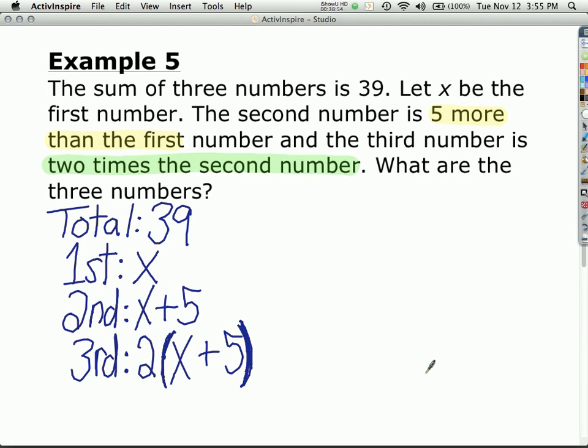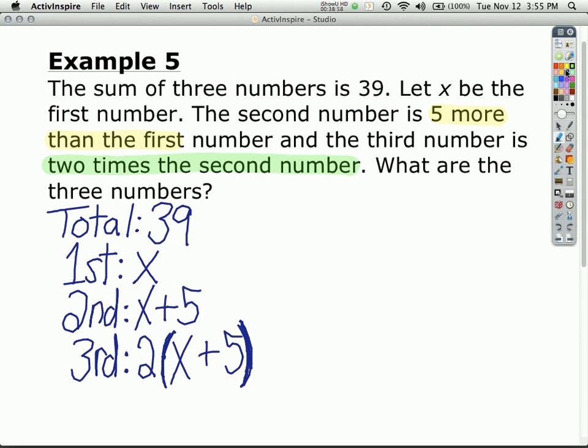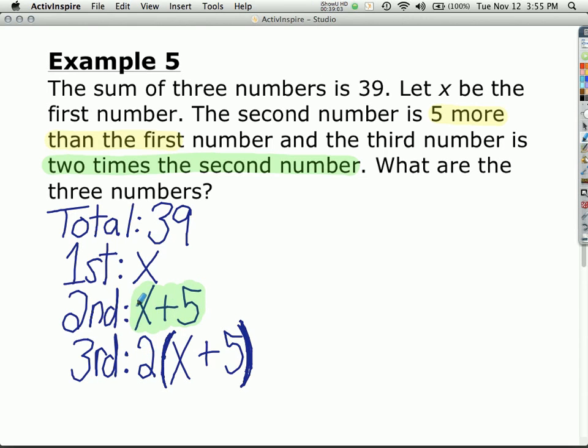How do you know? Because this whole thing is the second number. You can't multiply 2 times part of it. You have to multiply 2 times the whole thing.